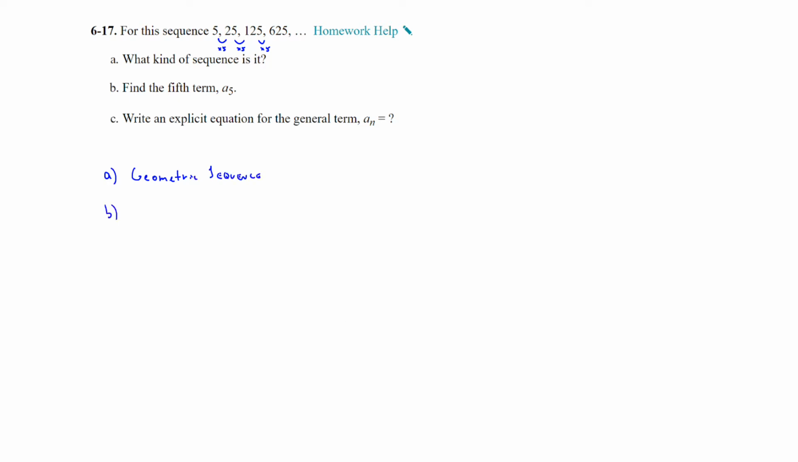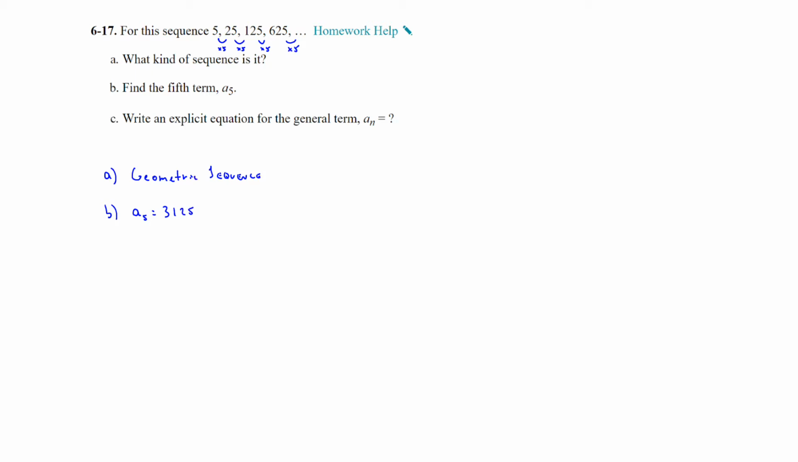On part B, find the fifth term. Well, we already have the first four, so we could write an equation to find the fifth term, but since we're only looking for the next term, we can go ahead and take 625 and multiply it by 5 to get the fifth term. And therefore the fifth term would be 3,125.